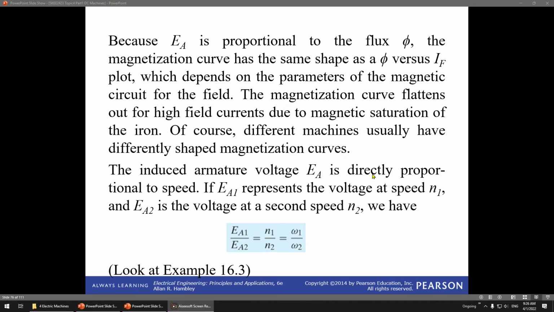The induced armature voltage EA is directly proportional to the speed. So if EA1 represents the voltage at speed N1 and EA2 is the voltage at N2, we have this relationship.